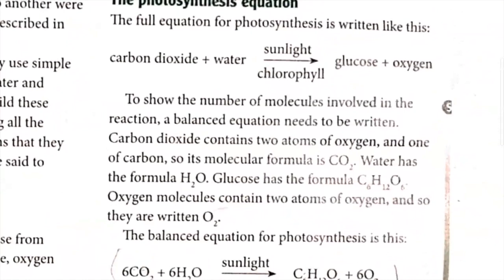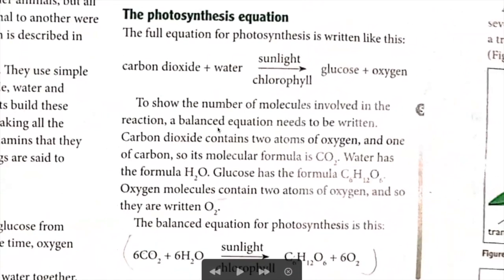Actually, photosynthesis, I'm sure you have learned previously. So this is the words equation. Equation has two types: it is either a words equation or a chemical equation. Words equation means persamaan perkataan. Kalau chemical equation, persamaan kimia. So this is the words equation, and this is the chemical equation.